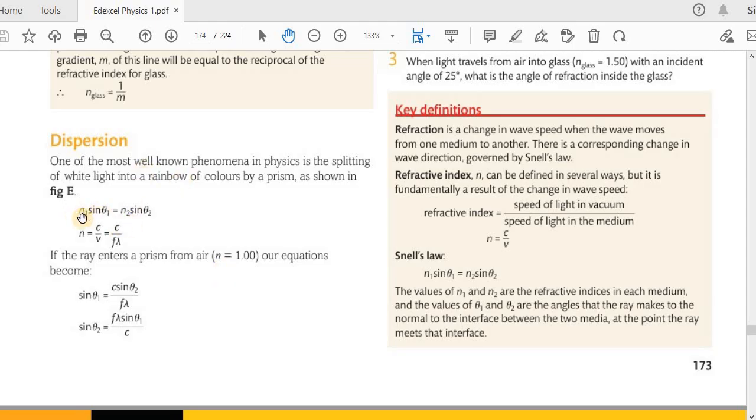become, so here n1 will be 1, so sine theta 1 equals, and for n2 we can substitute this. So c sine theta 2, and then this is n2, so we substitute this here. So it will be c sine theta 2 divided by f lambda. Then if we make sine theta 2 the subject of the equation, we get f lambda sine theta 1 divided by c here. Okay, so sine theta 2 equals f lambda sine theta 1 divided by c.